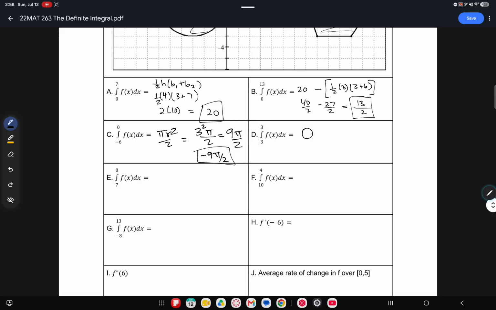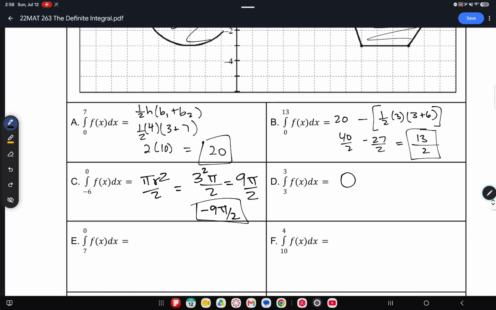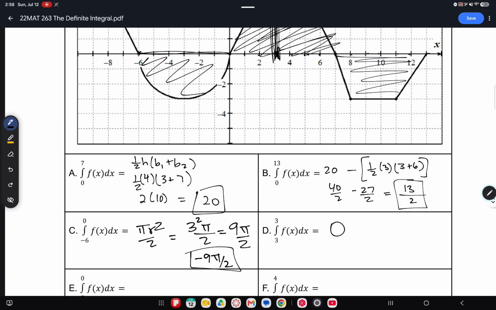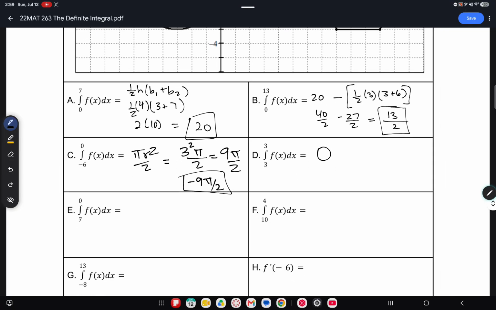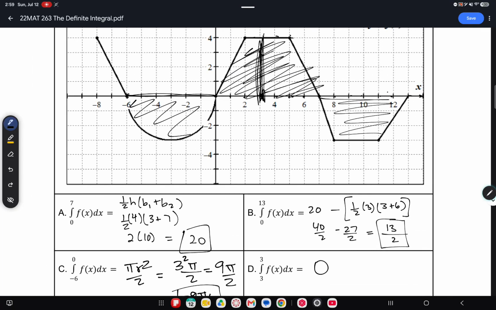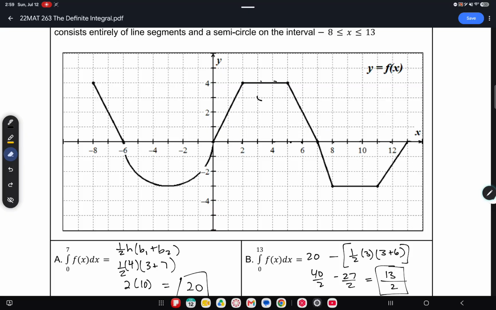All right, so one thing that we should have noticed so far is all of my bounds have gone from left to right. 0 to 7, 0 to 13, -6 to 0, right? But look at this one. I'm going from 7 to 0. So I'm going to erase my drawings up here. I'm going from 7 to 0. Right, I'm going in the left direction.